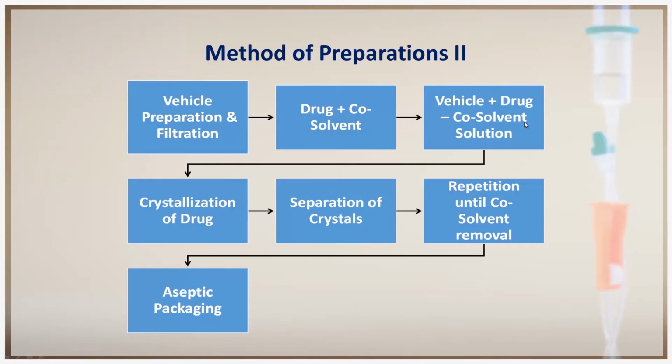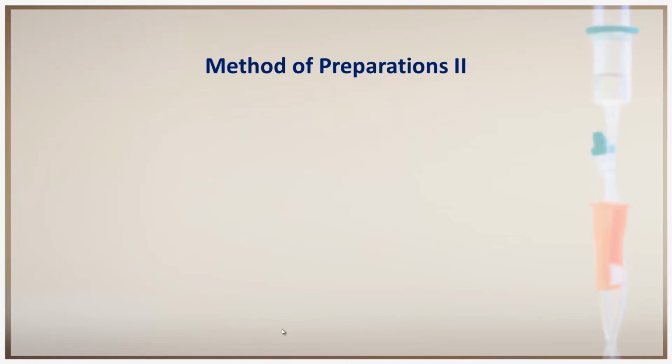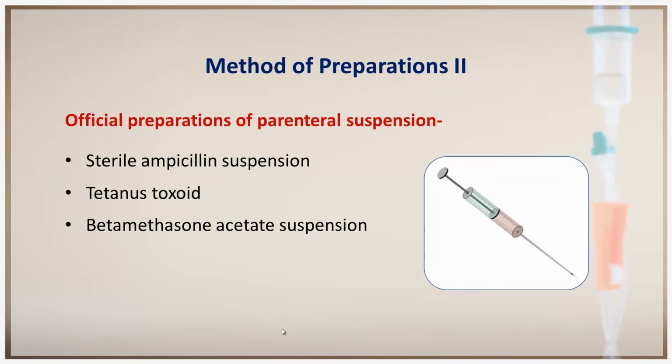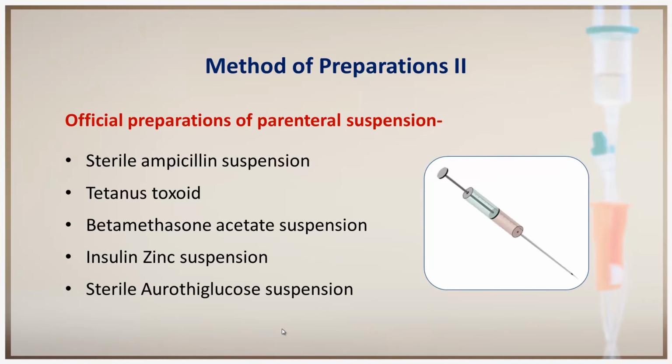The resulting suspension is then diluted with sterile vehicle, mixed, and the crystals are allowed to settle and the supernatant solution is siphoned off. This procedure is repeated several times until the complete acetone is removed. So, this is the second method for the preparation of suspension type of parenteral preparation. Now, there are a few official preparations of parenteral suspension, for example, sterile ampicillin suspension USP, sterile tetanus toxoid adsorbed suspension, and betamethasone acetate suspensions. So, these are a few official preparations.